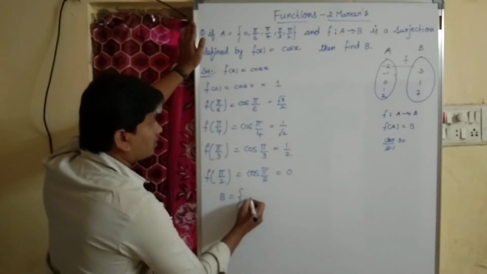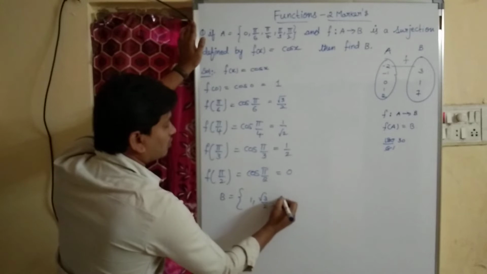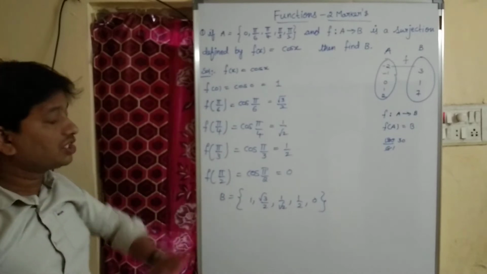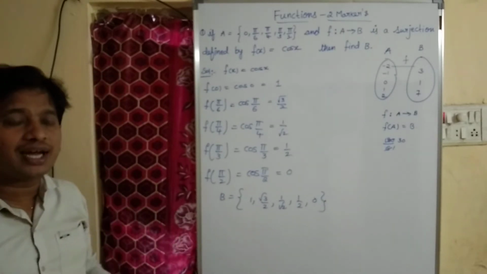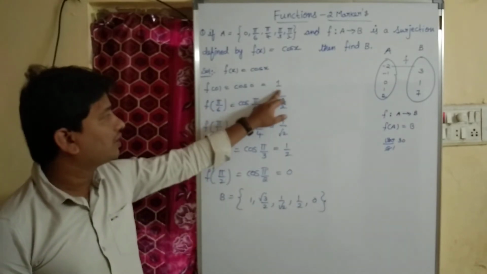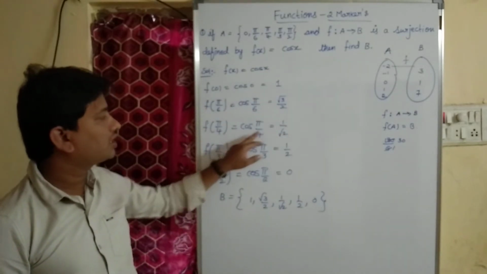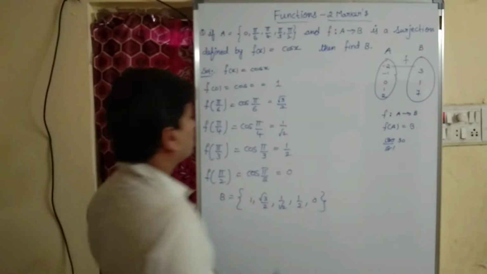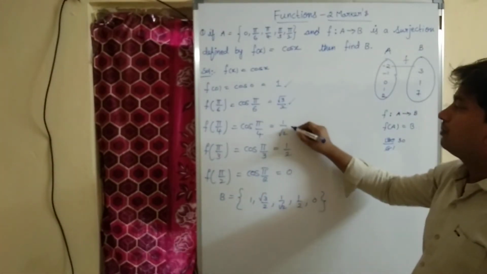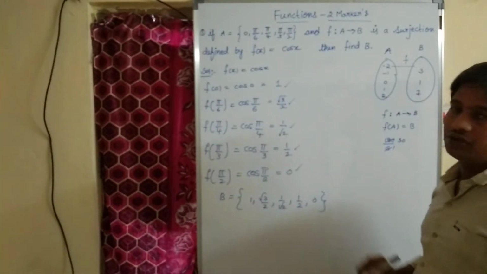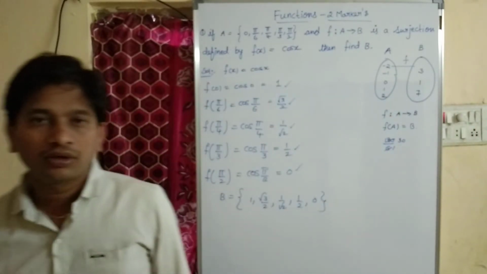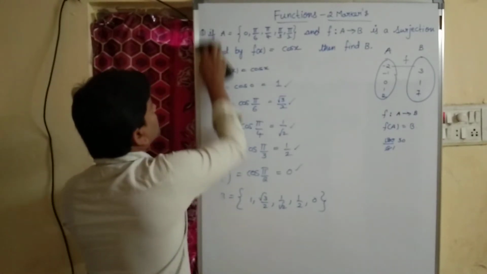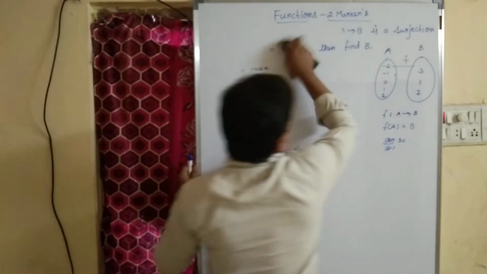So what are the values of b, children? The values of b are 1, root 3 by 2, 1 by root 2, 1 by 2 and 0. This is the most important question, children. Damn sure they are asking this question. Cos 0 is 1, cos 30 root 3 by 2, cos 45 1 by root 2, cos 60 1 by 2, cos 90 0. See, these are the values you have to remember. Once you practice, you will get this question easily. Is this method clear, children? How to find the values of b? Yes. Now let us go with the second method question.